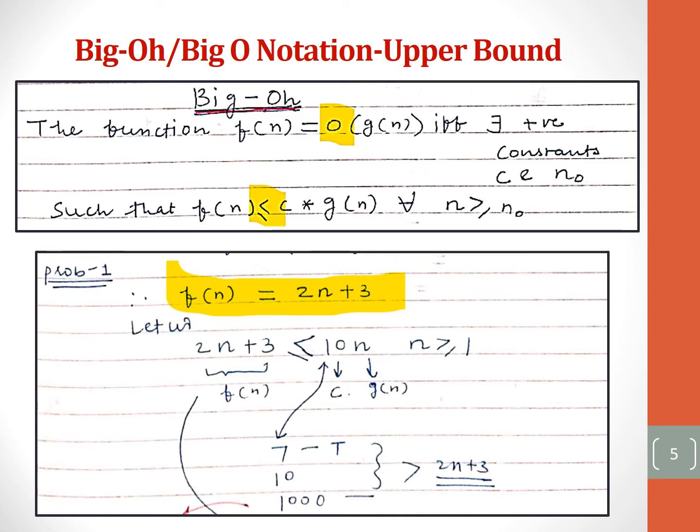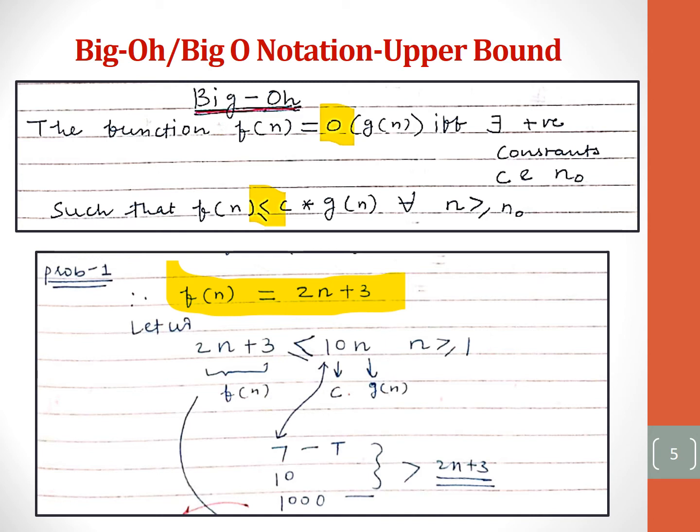You have to verify that for every n greater than or equal to 1 your equation should be satisfied. So in place of 10 it can be 10, it can be 10,000, it can be 20,000 also. If we are achieving this, then that constant becomes c, and if this equation is satisfied then we can say the complexity of this code is f of n equals O of g of n, meaning for 2n plus 3 your complexity will be of the order of polynomial n to the power 1, so it will be O of n.